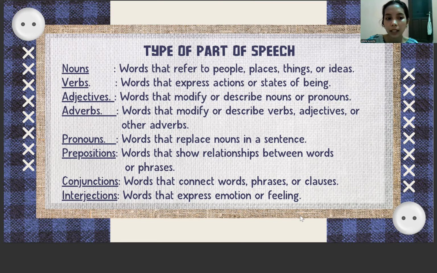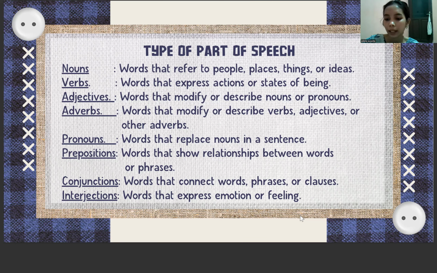The next is the pronoun. A pronoun is a word that replaces a noun in a sentence. The next is the preposition. A preposition is a word that shows a relationship between words or phrases. The next is the conjunction. A conjunction is a word that connects words, phrases, or clauses. The next is the interjection. An interjection is a word that expresses emotion or feeling.